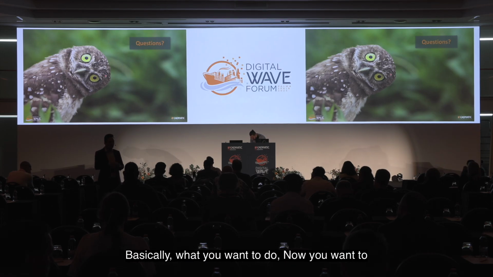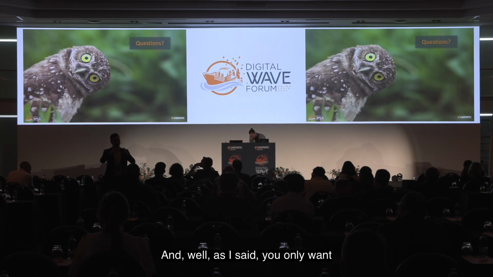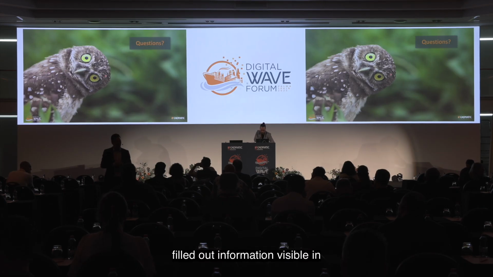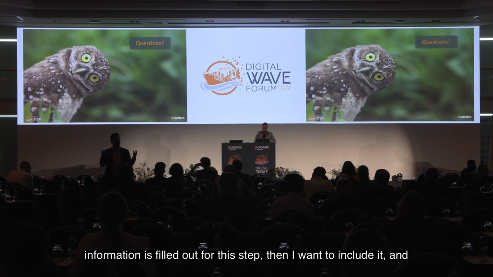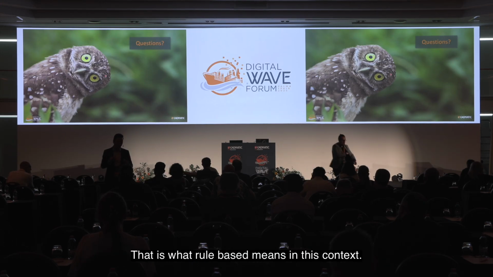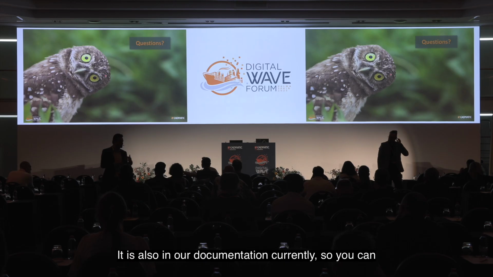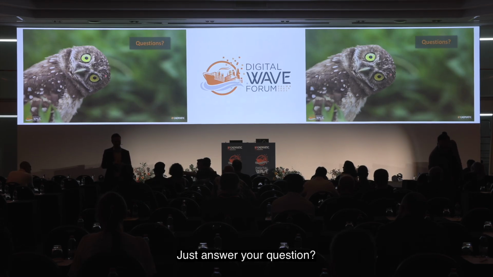Basically, what you want to do, you want to tell the system, okay, this is the assembly step I'm in. This is the level of that assembly step. And, well, as I said, you only want filled out information visible in this PDF, for example. And then you can say, okay, if this information is filled out for this step, then I want to include it. And otherwise, automatically it will be excluded. That is what rule-based means in this context. It is also in our documentation currently, so you can look it up. Does that answer your question?